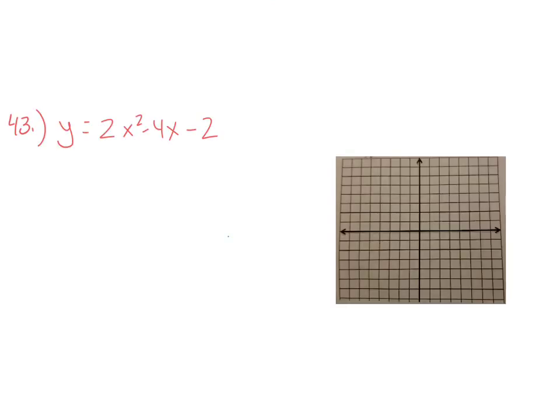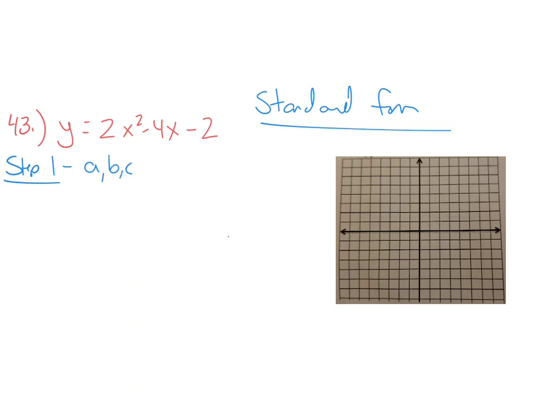All right, number 43, we have y equals 2x squared minus 4x minus 2. This is standard form because there are no sets of parentheses. So that means step 1, we're going to find a, b, and c. So a is 2, b is -4, c is -2.